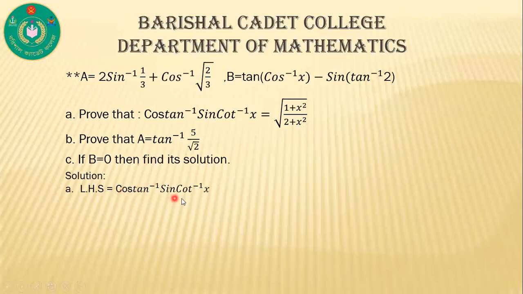When you solve this type of problem, always follow the previous term, and by using a figure convert this term to the previous term. Here you see cot inverse x, that means base by perpendicular. Here perpendicular 1. From Pythagoras we can write root of perpendicular square plus base square.